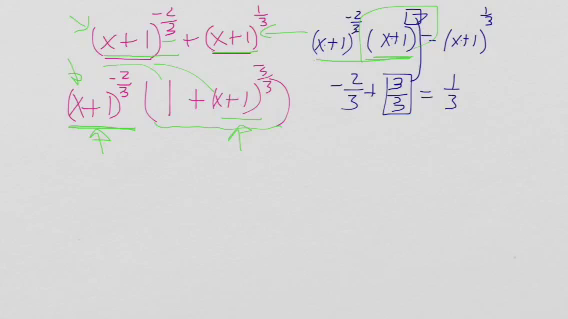Now you're probably telling yourself, well, gee, 3 divided by 3 is 1. And you are exactly right. So this is the same thing as x plus 1 to the negative 2/3, and then parentheses, 1 plus, well, x plus 1 to 3/3 is just x plus 1 to the first. Well, that's the same thing.